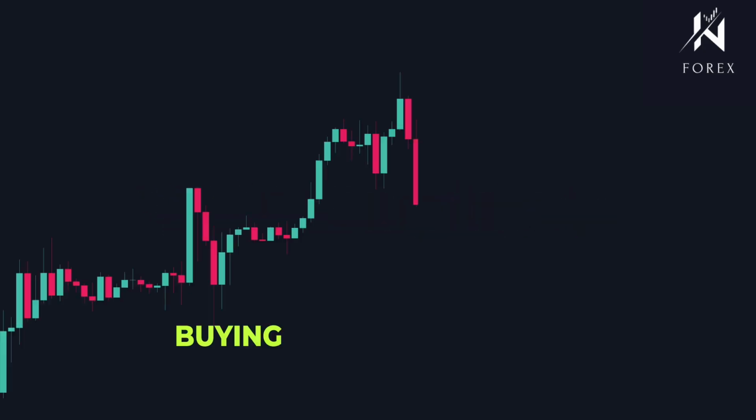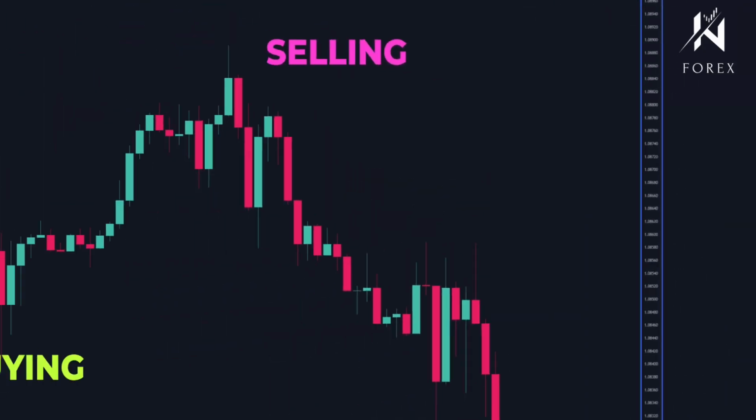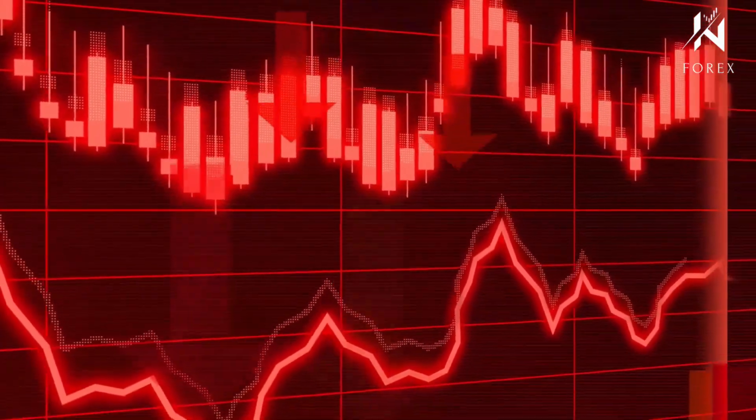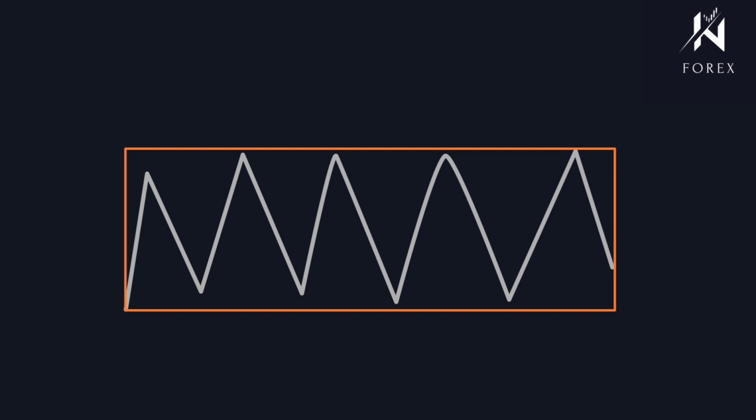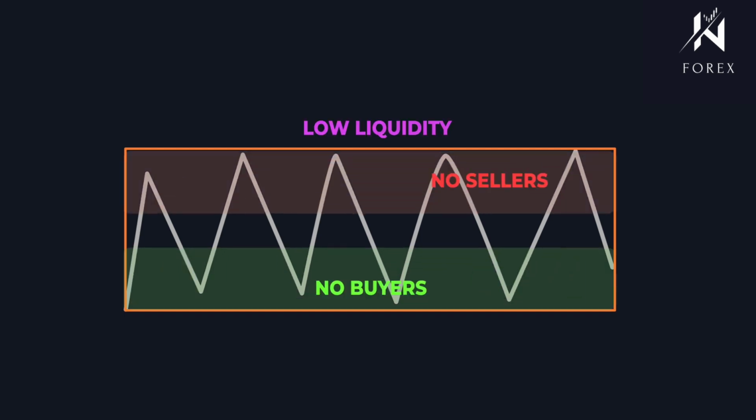What is liquidity? It's simple. Liquidity means how much buying and selling is happening at each price level in the market. A price level packed with buyers and sellers? Boom, high liquidity. Now flip it. Hardly anyone's there. Some prices, no buyers, no sellers, that's low liquidity.